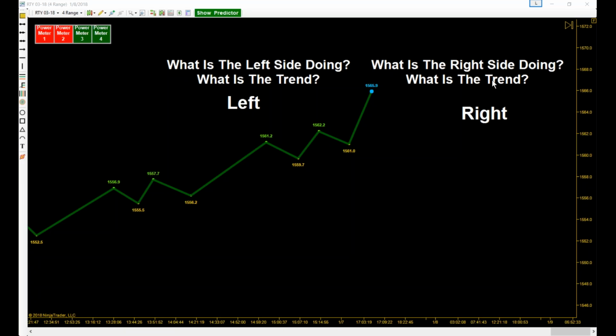Okay. What is the right side of the chart doing? You go, wait a minute, Gary, I don't see the right side of the chart because you said this is the left side. Okay, let's draw it. See if we can draw it. Okay, this is the left side of the chart right here. Pardon me, the right side of the chart right here. Okay, this basically is your high, your low, the higher high from before.